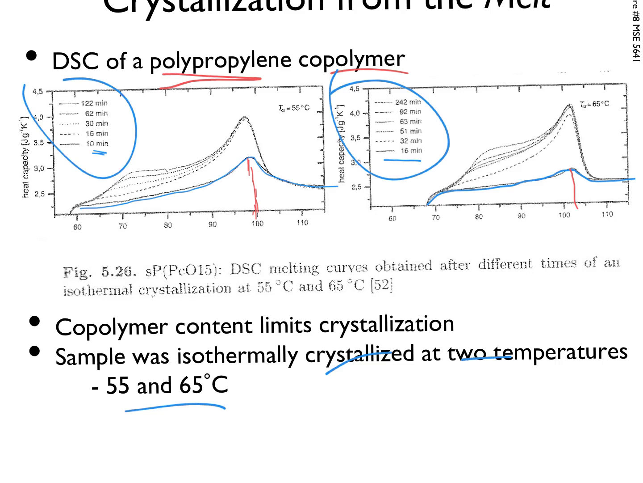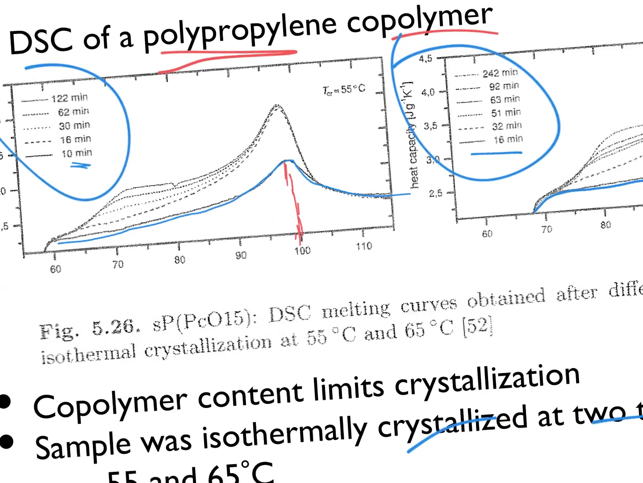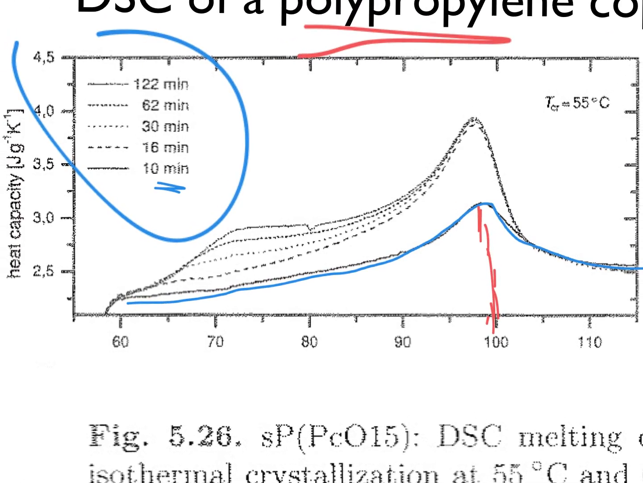All right. Okay. Again, separate experiments, and we get these results. And what we're looking at is a polypropylene copolymer. And so we have these two differences, and then things get even more complicated. So we have this 55 degrees C experiment, and we have different times at 55 degrees C. So we start with 10, then we go to 16, then we go to 30, then we go to 62, then we go to 122 minutes, sitting there at 55 degrees centigrade.